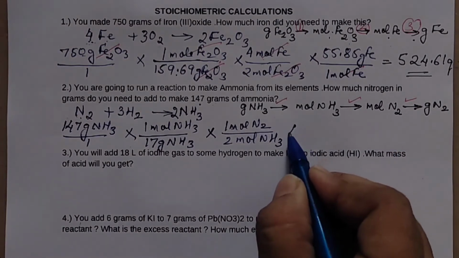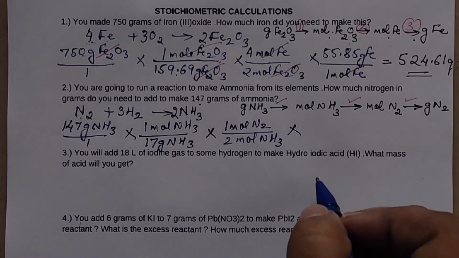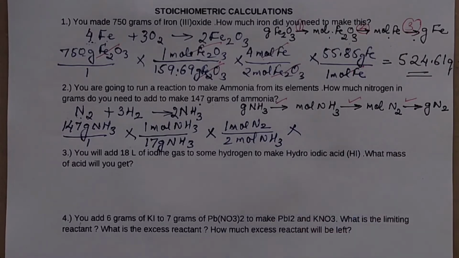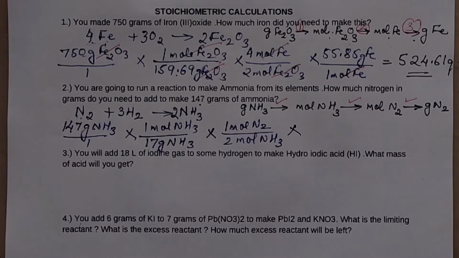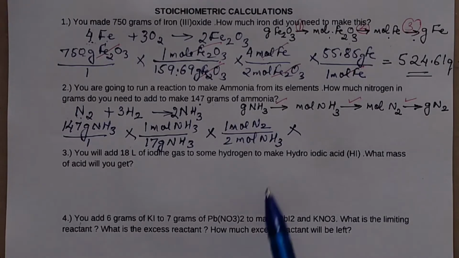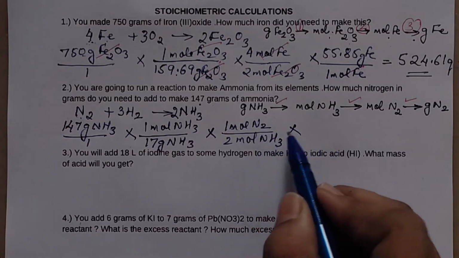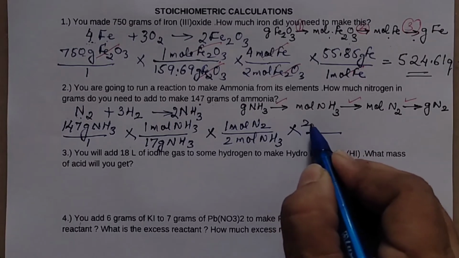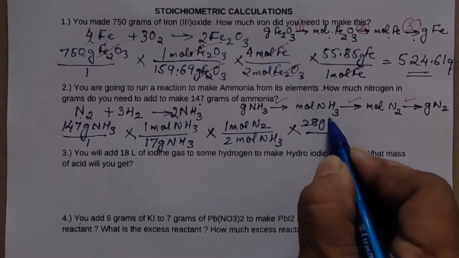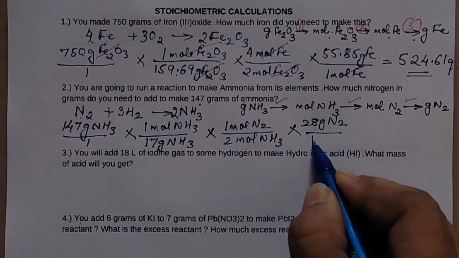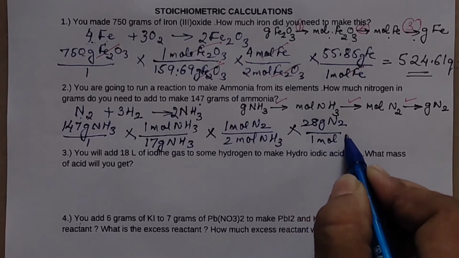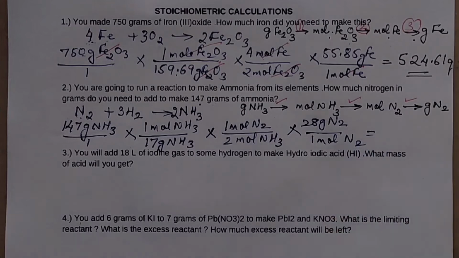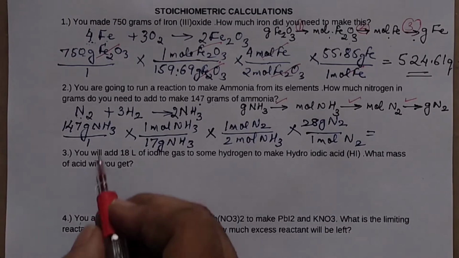Now we want the answer in grams of nitrogen. Right? So we'll convert into mass of nitrogen. So what is the molar mass of nitrogen? 28. So that you will write down here. This is 28 grams of nitrogen is 1 mole of nitrogen. So now we will cancel out and see, are we able to do?